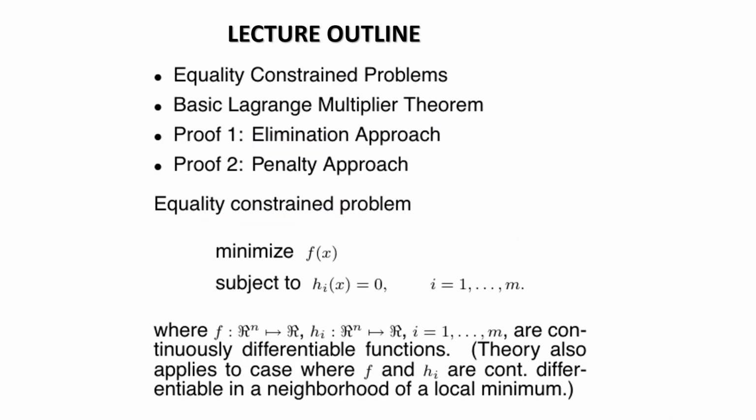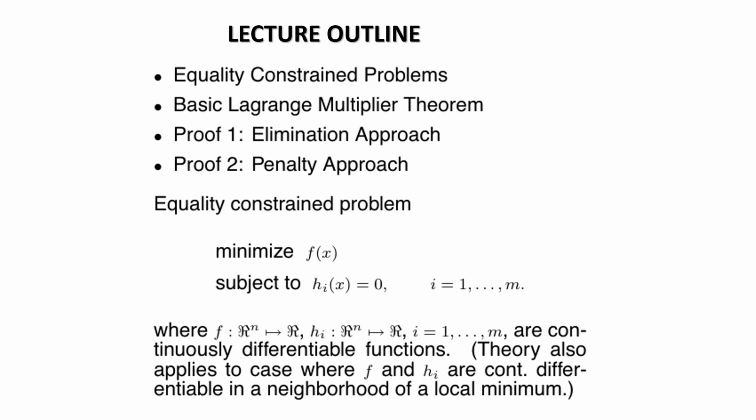Today we will consider equality constraint optimization problems, and we will set the stage for discussing Lagrange multiplier theory using two different proof techniques. First of all, we will consider equality constraint optimization problems, function assumptions for such kinds of problems, and the topics which will be covered in this lecture.